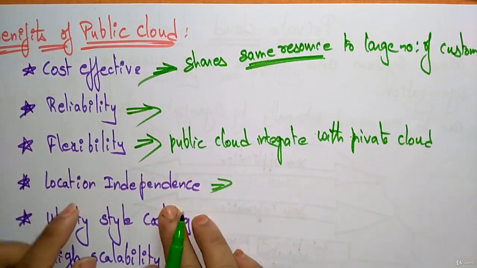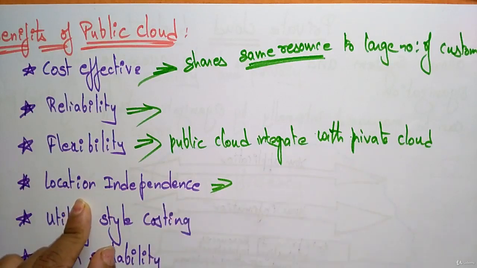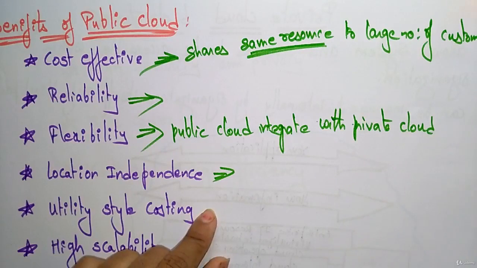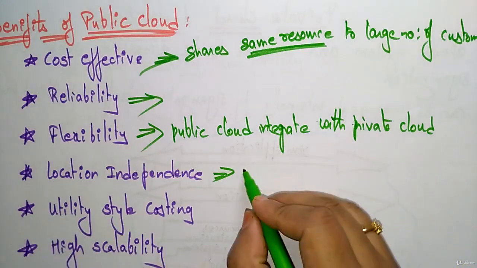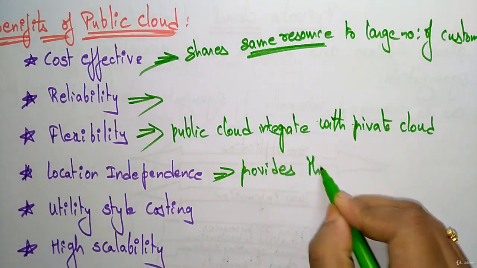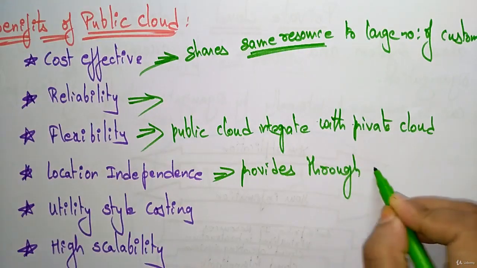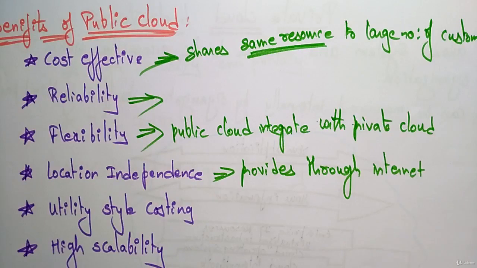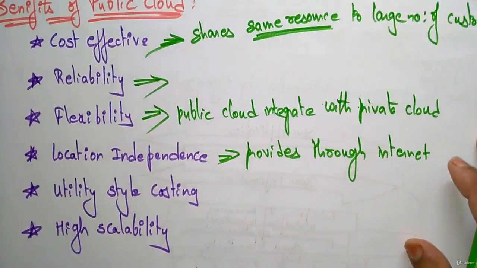Now coming to location independence. How can you say this public cloud is supporting location independence? Because the public cloud services are delivered throughout the internet. Whenever it is provided throughout the internet, it ensures location independence.